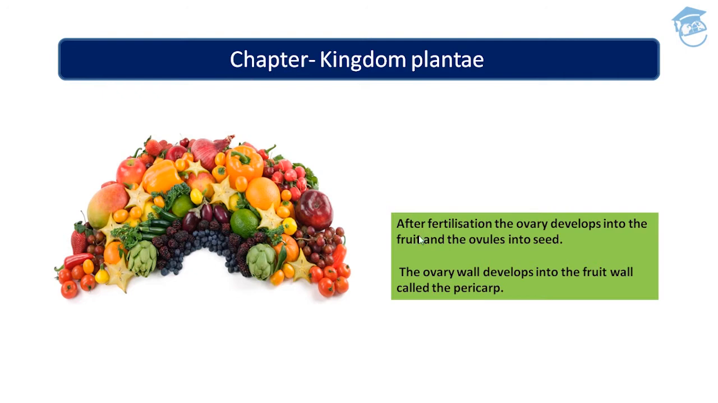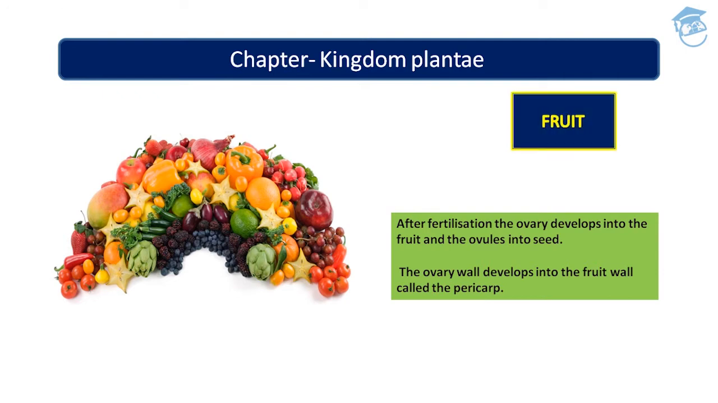So after fertilization, the ovary develops into a fruit and ovules into seeds. I repeat, the ovary in later stages of progression becomes fruit and the ovules in later stages of progression get converted into seeds. So the ovary wall develops into a fruit wall, which is called pericarp. As you can see, this is pericarp. Pericarp is an ovary wall that develops into a fruit wall. So that is called pericarp, students.